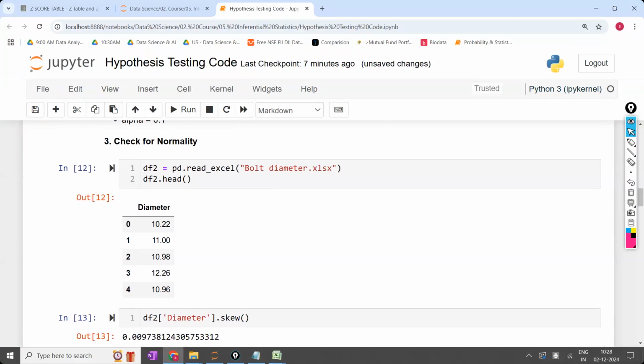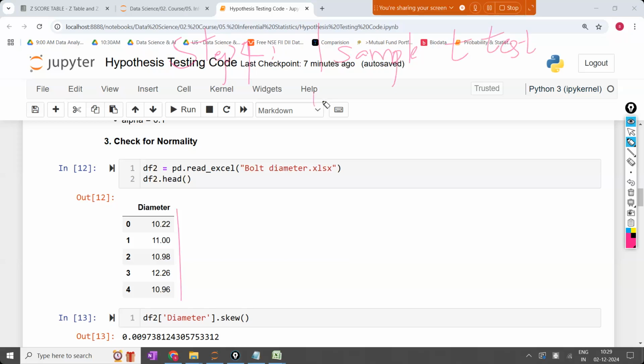Step number 4: select the test. What is the test? One sample, because only one column is there, so obviously one sample. Z test or T test? T test. Why? Because the population standard deviation was not given. Go with the T test. Left tail or two tail? For the T test also, left tail, two tail and right tail are there. Common: two tail rejection.